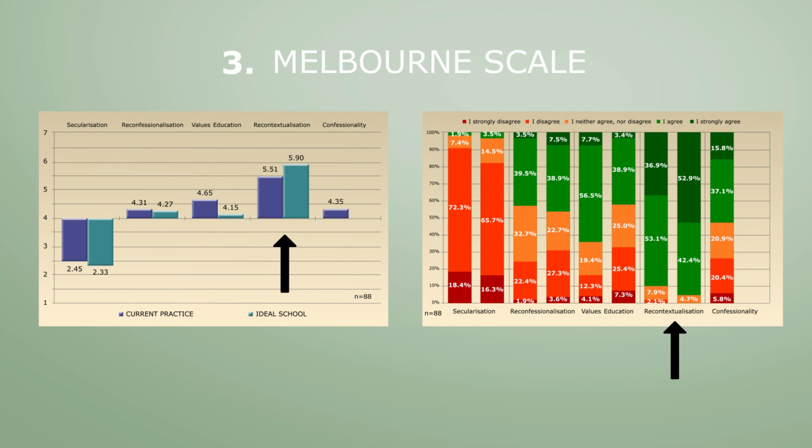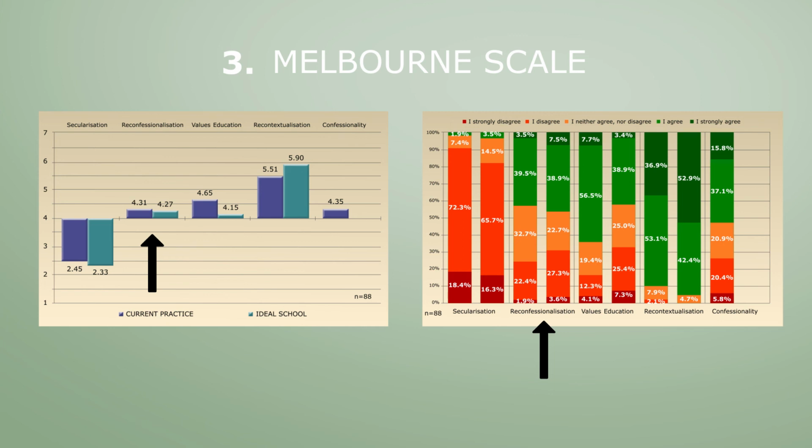Let's take a closer look at the results of, for example, recontextualization. The blue bar with a score of 5.51 out of 7 corresponds with the first column of percentages. The green bar with a score of 5.9 out of 7 corresponds with the second column. We see an increase between the factual and the normative level. This means that most of the respondents desire a Catholic identity that is integrated in the lived context of people today.